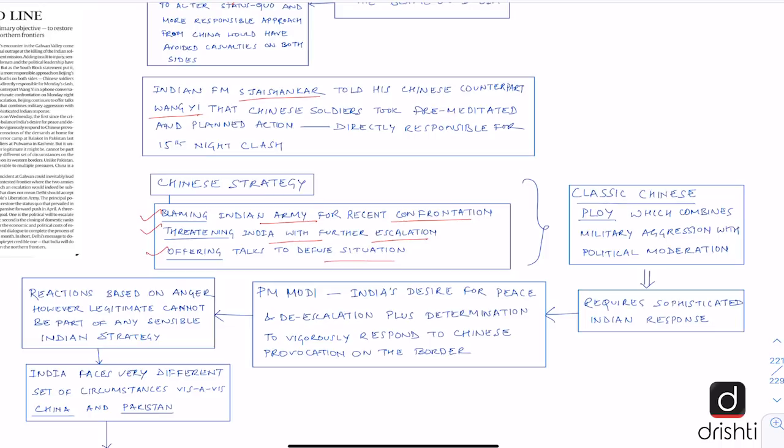And the editorial says that this is a classic Chinese ploy which combines military aggression with political moderation. So on the one hand, China is trying to intimidate India, and on the other hand, it is trying to show that it is always ready for talks, but only on its terms. And the editorial also says that dealing with such a Chinese strategy requires a sophisticated Indian response as well. And on its part, Prime Minister Modi has said that India desires peace and de-escalation, but it is fully determined to vigorously respond to any provocation on the border and to save every inch of its territory.